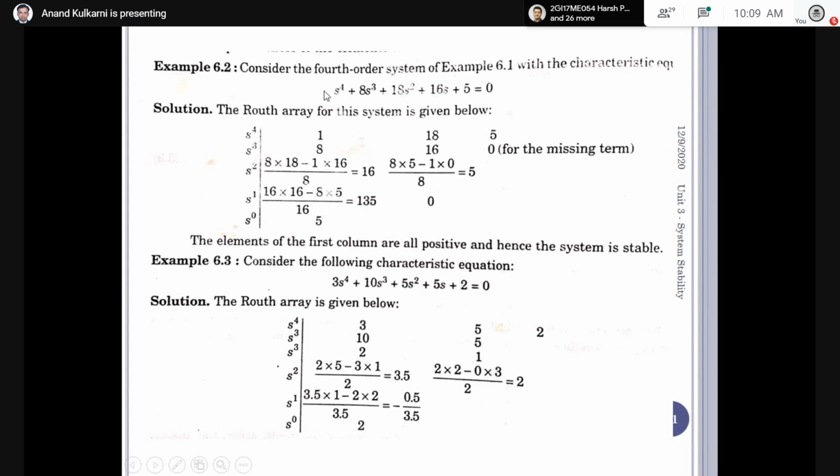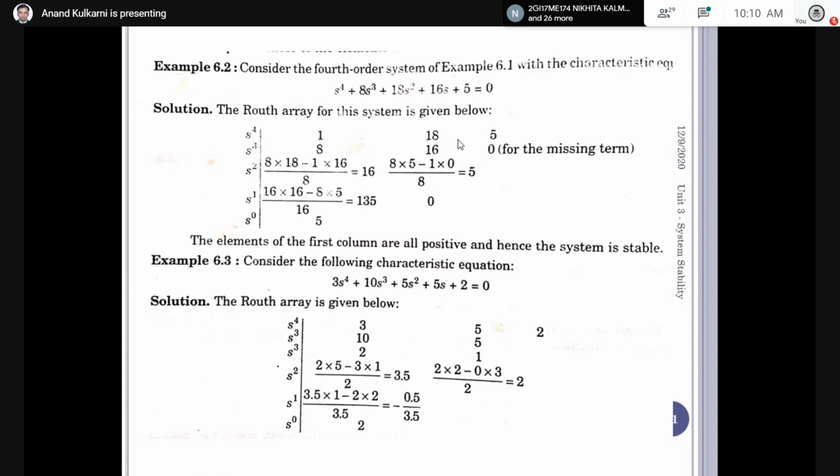Arrange the Routh's array in this fashion. First, the highest power of s, that is 4, that is 1. Leave s cube, then write s square, that is 18. Then leave s and write s to the power 0, that is 5 in the first row. In the second row, the remaining parts, that is the highest power s cube, that is 8, then 16, then 0. You can take 8 common in the second row, so it will become 1 and 2. It is not mandatory to do this.